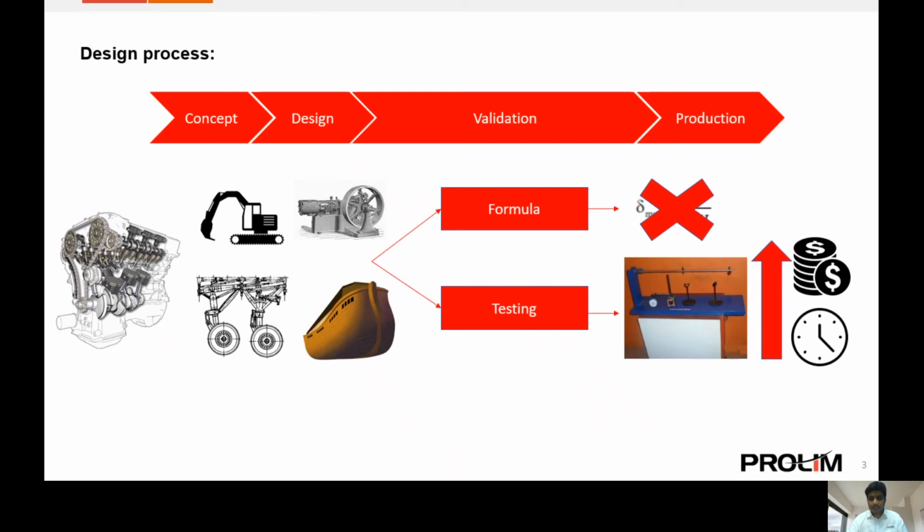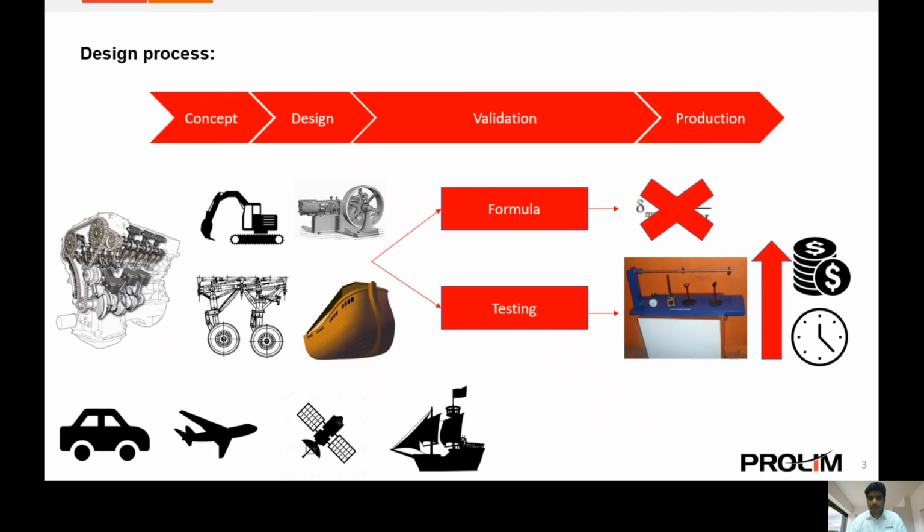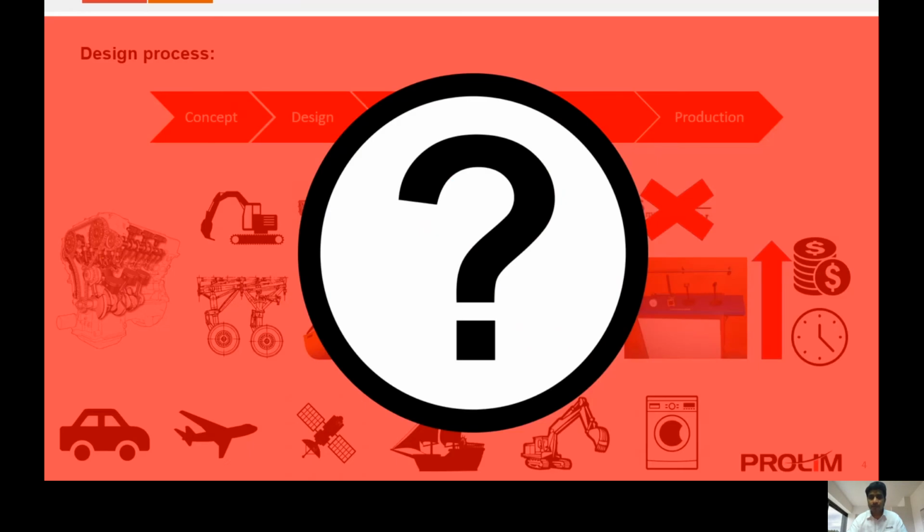So we are just talking about the subsystems of the system. If you look at it system wise, it may be an automobile system or aerospace system or satellite system or marine system or heavy engineering systems or heavy machineries or appliance systems which we deal with in day-to-day life, that is fridges or washing machines, right? How can we validate these systems? How can we check the performance of these systems? This is the big question now.